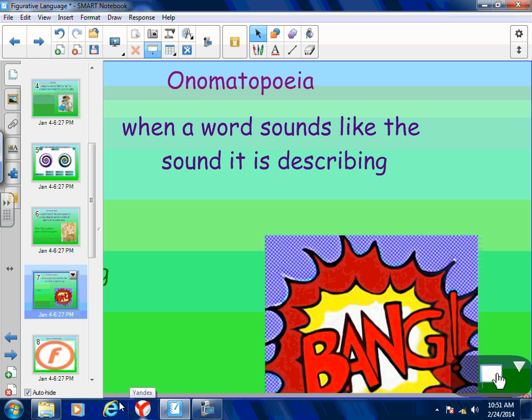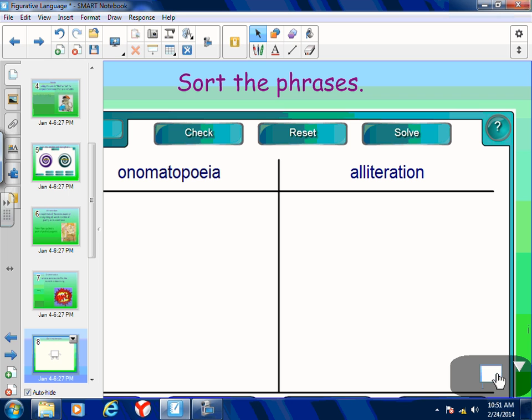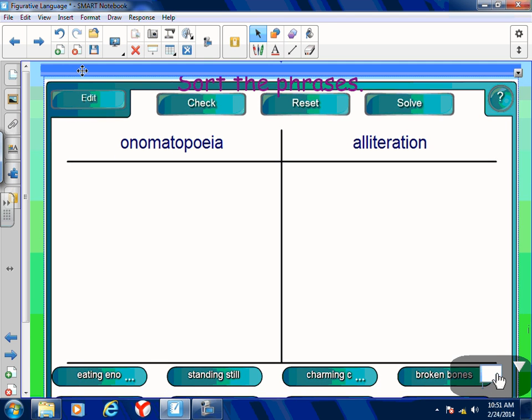Now we have this exercise. Sort the phrases. Is it onomatopoeia or alliteration? Eating enormously. Is this onomatopoeia or alliteration? I think this is alliteration, so we put it here.